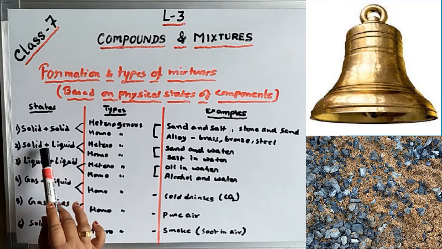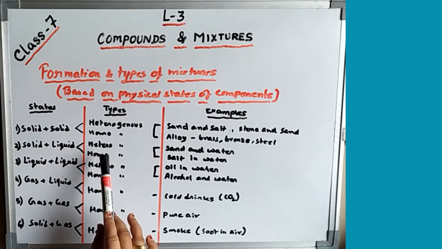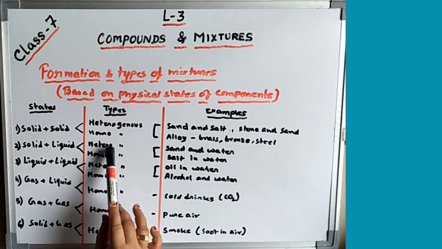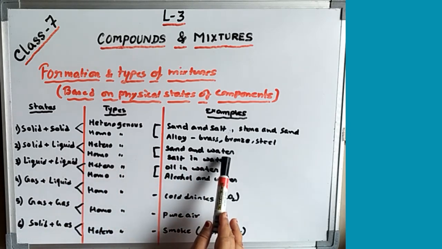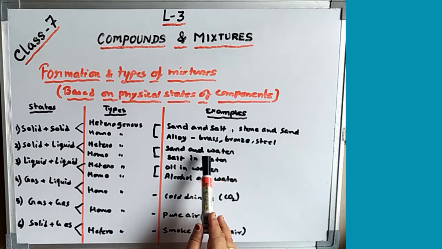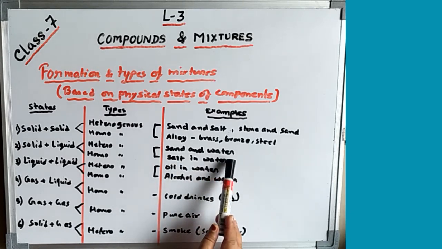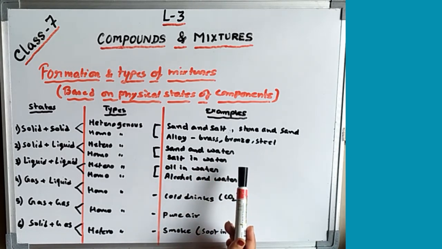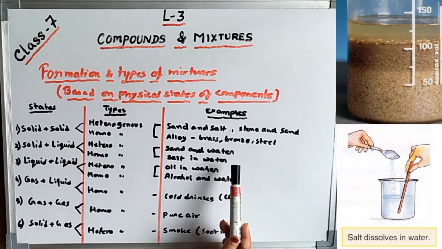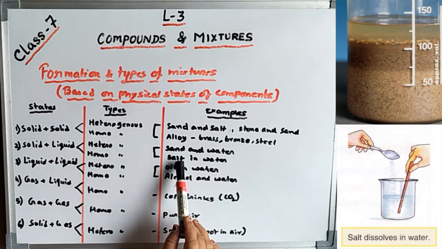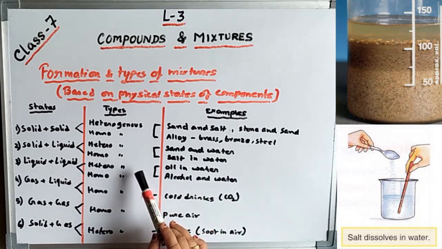Then next is the solid-liquid mixture. It will again be heterogeneous or homogeneous. In heterogeneous, sand and water is the best example, or you can take chalk powder and water. It also comes under the category of solid-liquid heterogeneous. Now homogeneous: sugar solution, salt solution, all these things come under the homogeneous mixture.